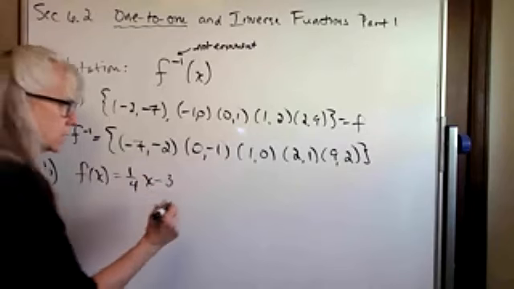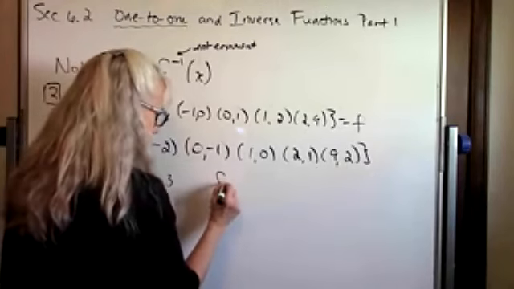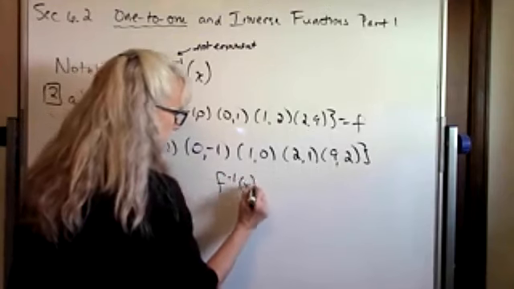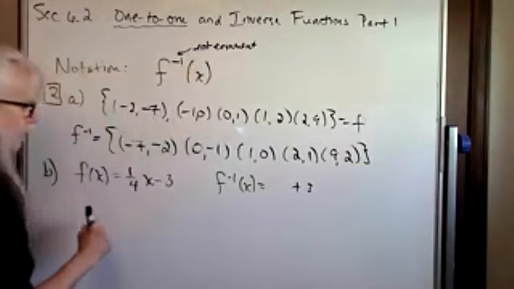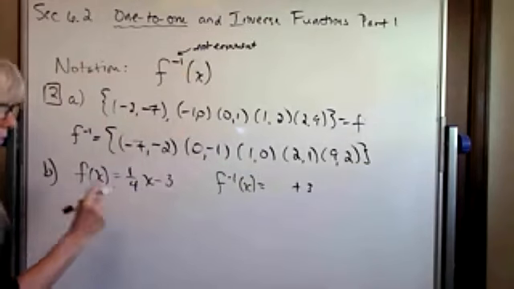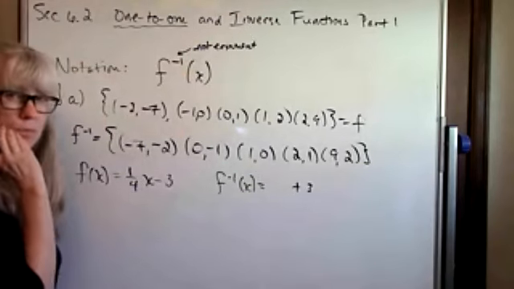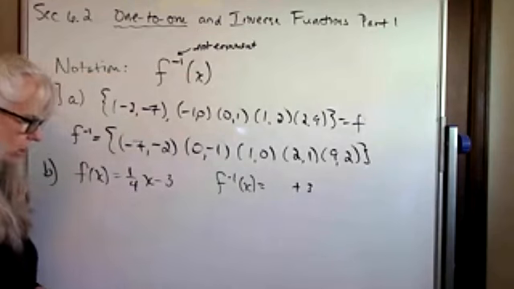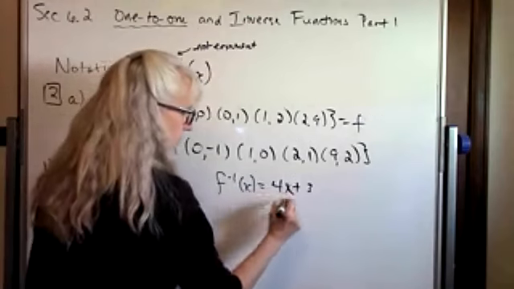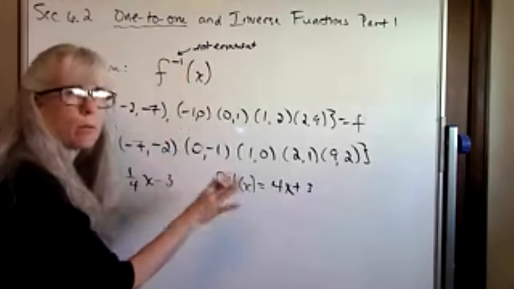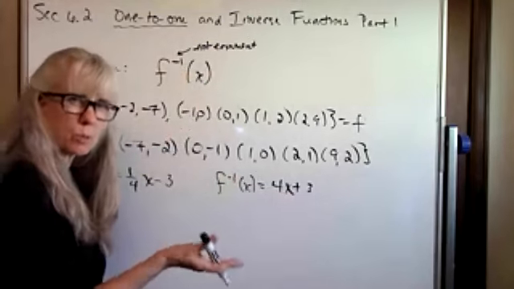So to undo that, what do we need to do? Well, to undo it, instead of subtracting 3, we're going to add 3. And then you come in, and instead of multiplying by 1/4, which is dividing by 4, you would multiply by 4. And then we need our x. So that's not quite right. Let's talk about it and see what we're doing wrong.